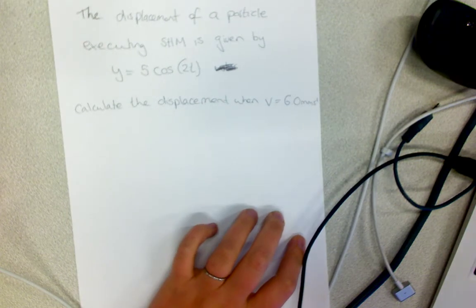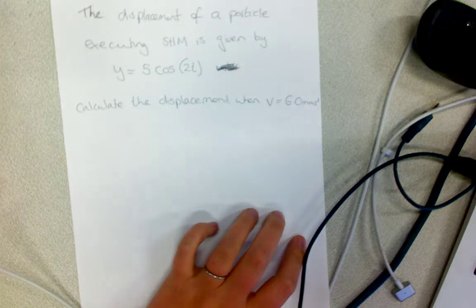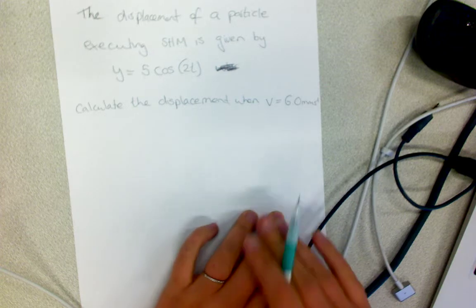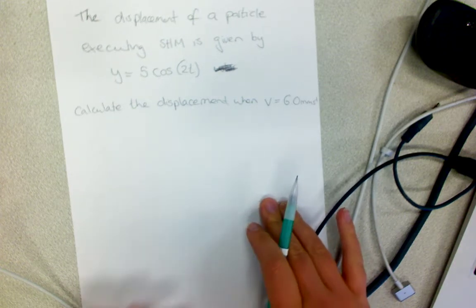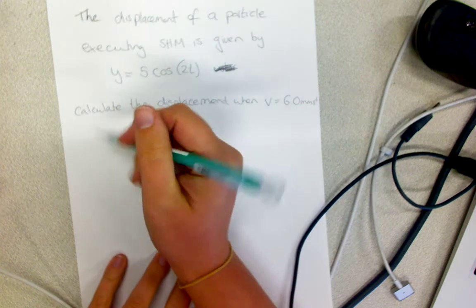So your question is for page 358 from the textbook, question 3D. You've got the displacement of a particle executing SHM is given by y equals phi cos 2t, and then you need to find the displacement when v equals 0. So what you first need to remember is that formula that they've written there is just the same formula.